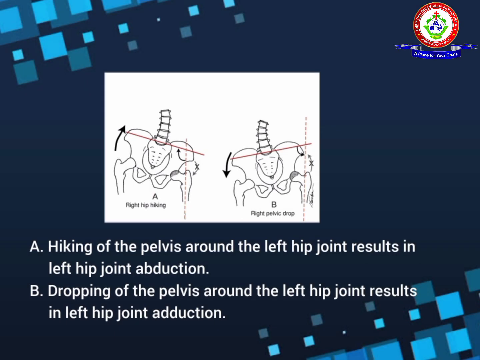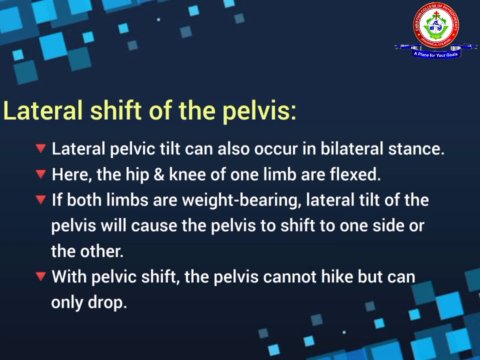Here in this picture, A shows that hiking of the pelvis around the left hip joint results in left hip joint abduction. B shows that dropping of the pelvis around the left hip joint results in left hip joint adduction. Next we can see about lateral shift of the pelvis. Lateral pelvic tilt can also occur in bilateral stance.